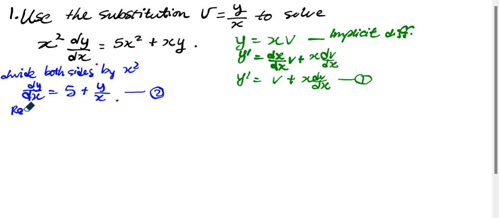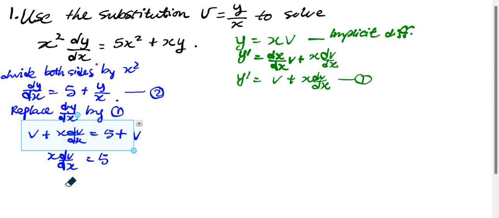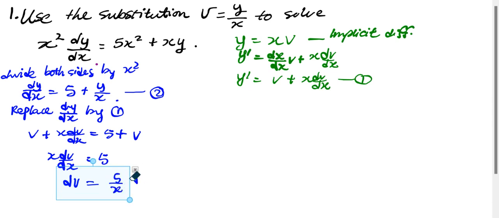All right, replace or substitute dy dx by 1 to obtain v plus x dv dx is equal to 5 plus y over x, which is v. And v is on both sides, so that can be cancelled out. So we're left with x dv dx equal to 5. This can be rewritten as dv equals 5 over x dx. And you can see we can use integration by separation of variables. So we integrate both sides.